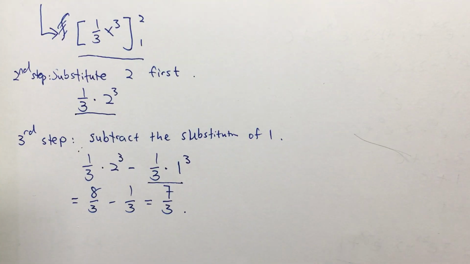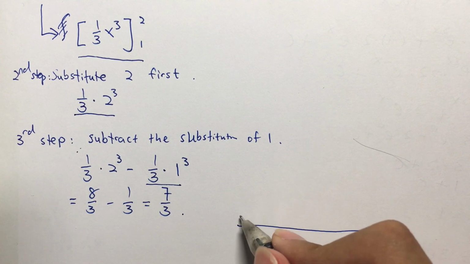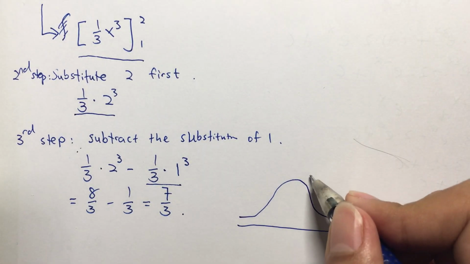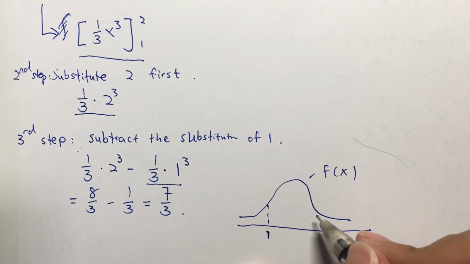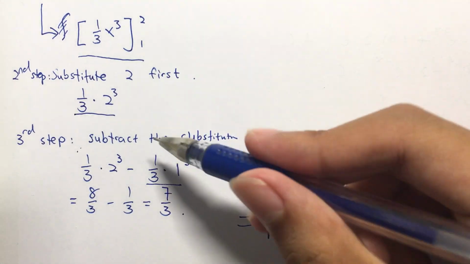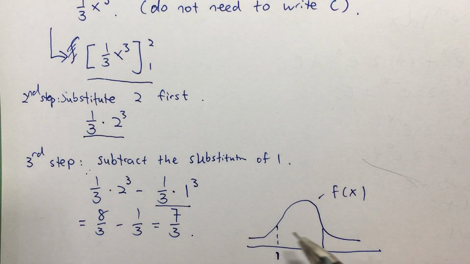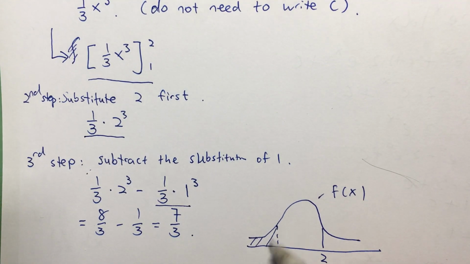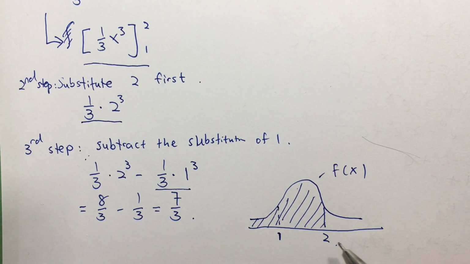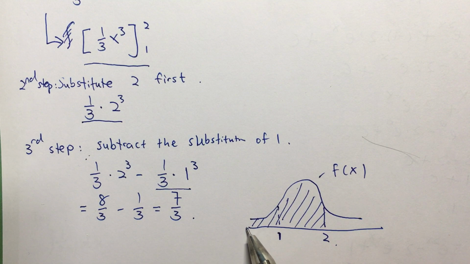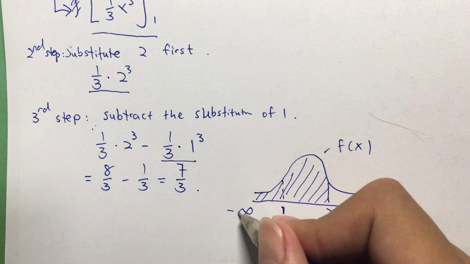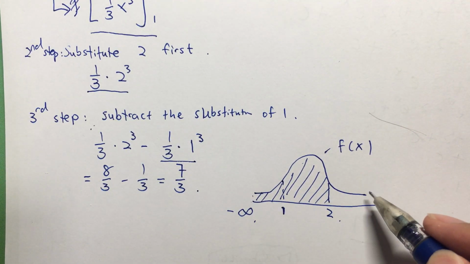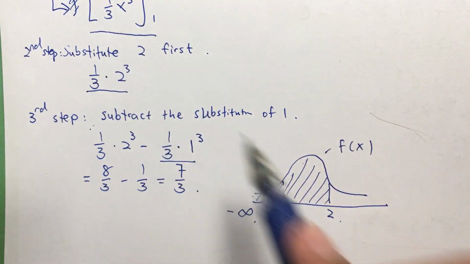And why do we subtract it? Well, the idea is actually also related to the area. Such as that is our f(x) and for example 1 and 2. Firstly, when we substitute 2 inside, we are calculating this area, the area of the numbers smaller than 2, which forms an area that goes to negative infinity. And this is what happens when you substitute 2.